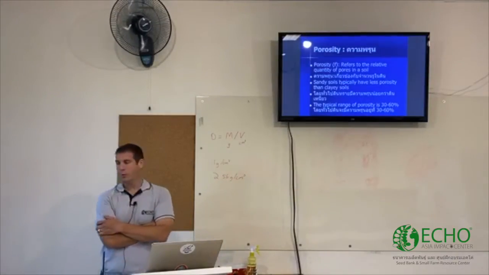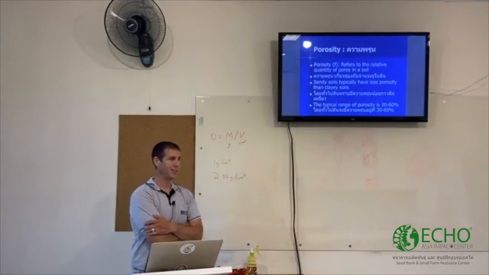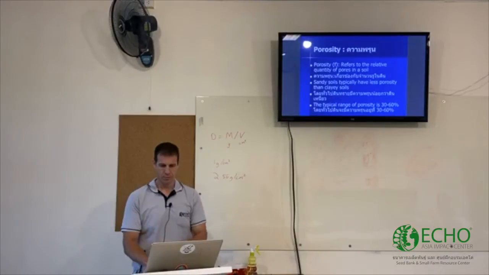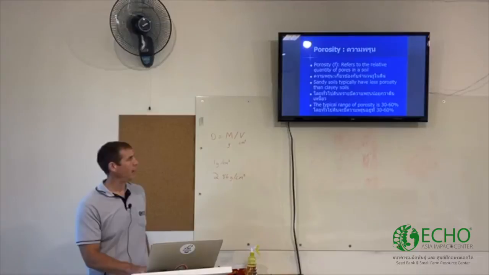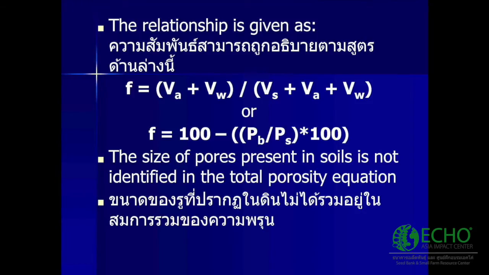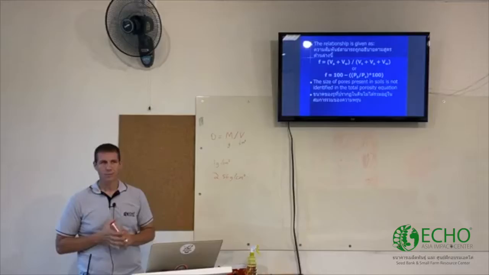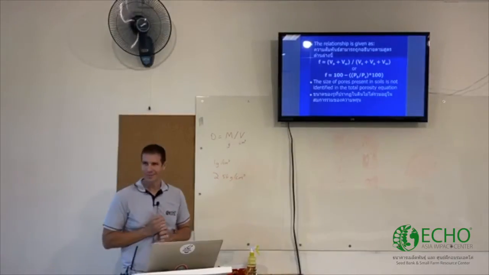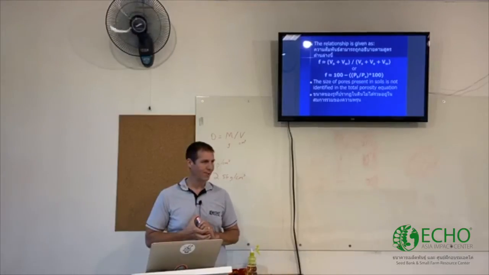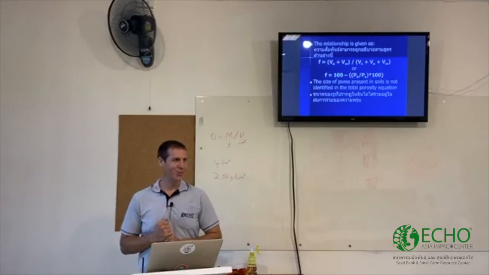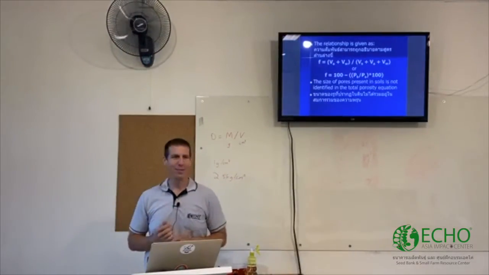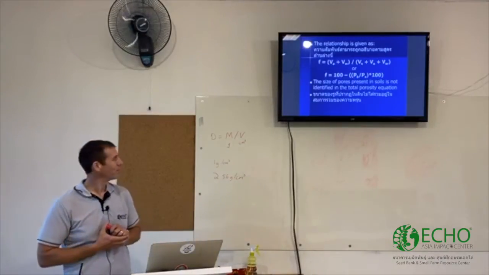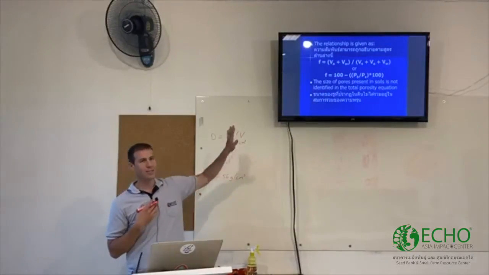A typical range of porosity for soil is 30 to 60%. We can also understand porosity as an equation. I see some people smiling at this formula. I want everyone to say out loud, this is not too hard, I can understand this. We're all going to master this and develop our understanding of soil. This is not as difficult as it looks.